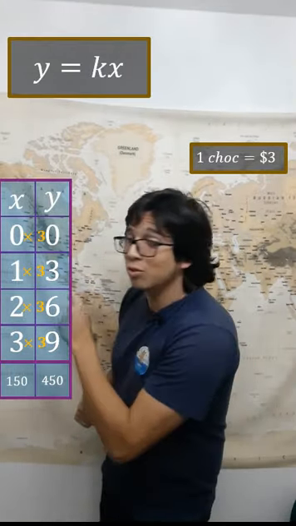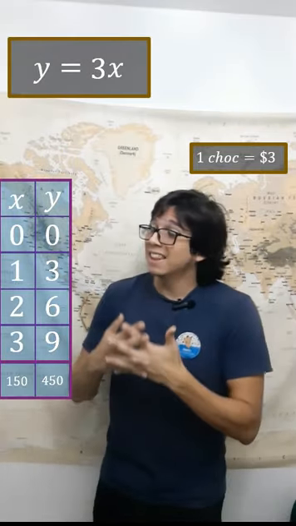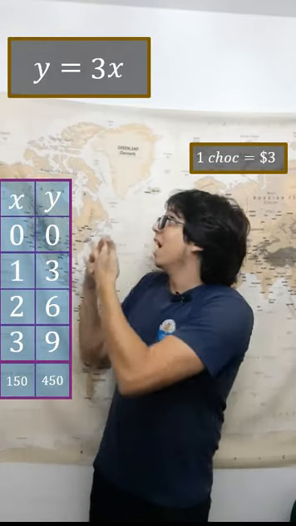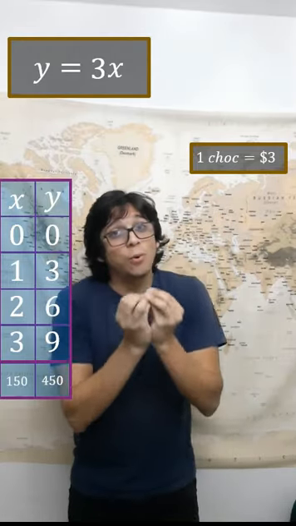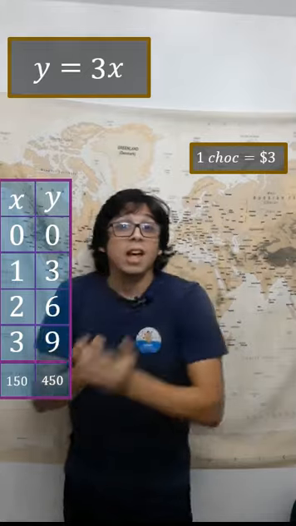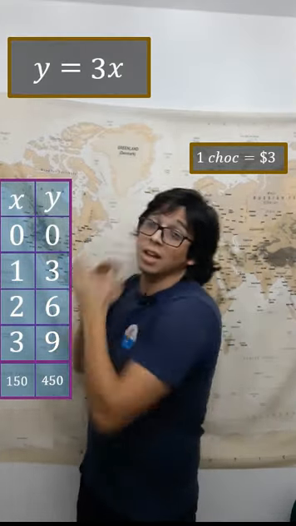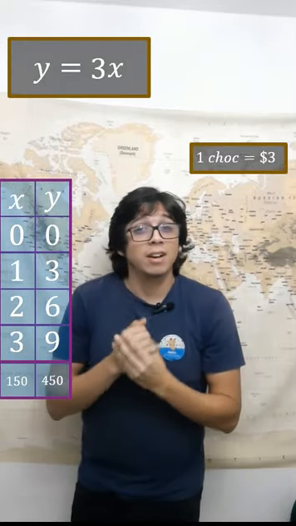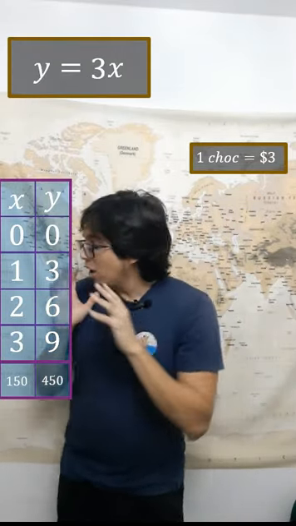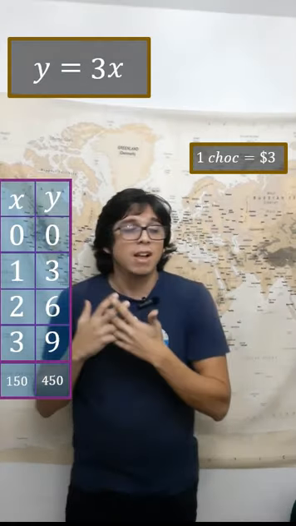So that times 3 is our constant of proportionality. That tells us the relationship between x and y. So the value of y is always going to be equal to the value of x times 3. The amount of money we need is always going to be equal to the amount of chocolates we have times 3. Now, how does this table look in a graph? How does this proportionality look in a graph? Let's take a look at it.